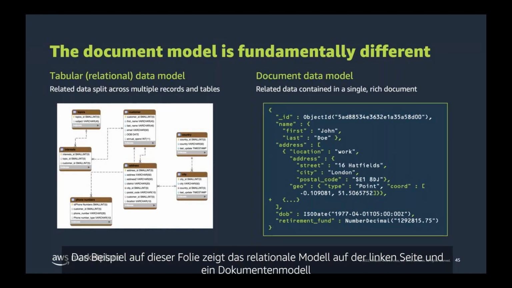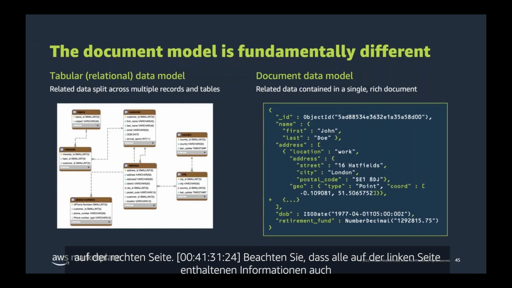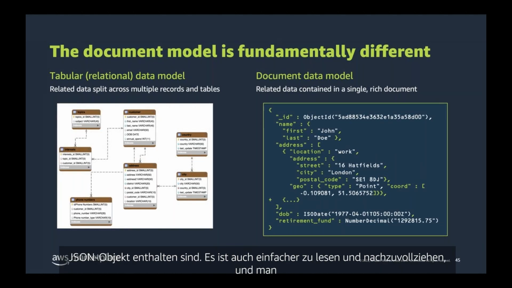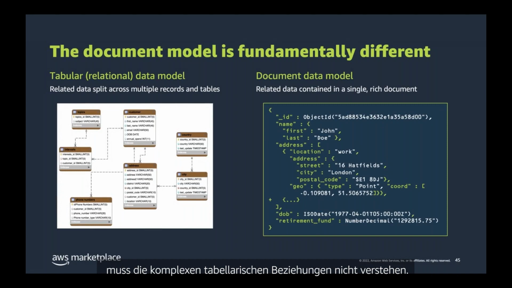The example on this slide shows the relational model on the left and a document model on the right. Notice that all the information contained on the left side is also on the right side, which highlights the simplicity of having all information contained in a single JSON object. It's also easier to read and reason about, and one doesn't have to understand the complex tabular relationships.